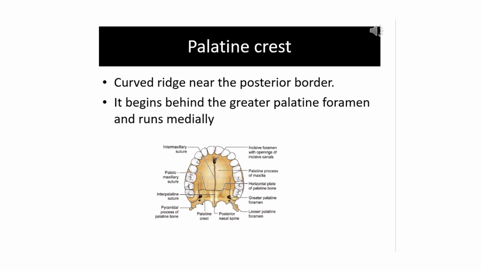So the next feature is the palatine crest. The palatine crest is just a curved ridge near the posterior border that we can see in this given diagram, and it usually begins behind the greater palatine foramen and runs medially. As we just learned, after learning all of these features of the hard palate, all of these features and their locations are correlated. So it's just a tip for learning the hard palate or other structures of the Norma basalis.